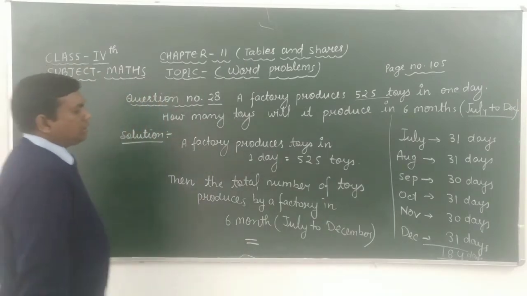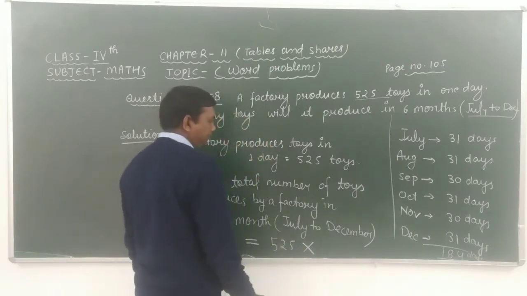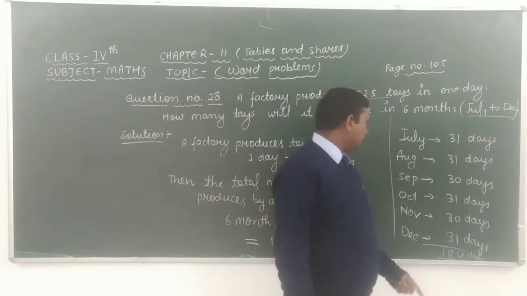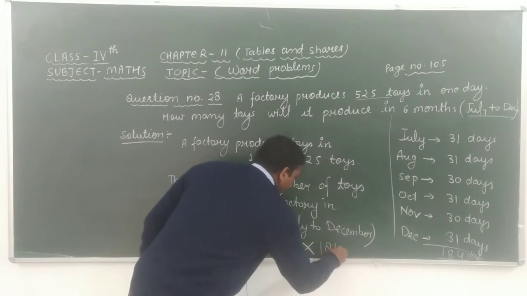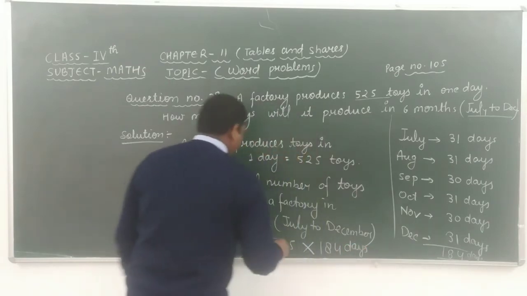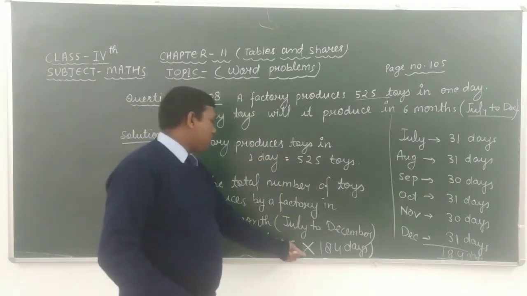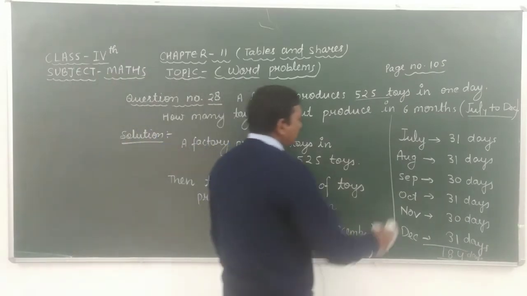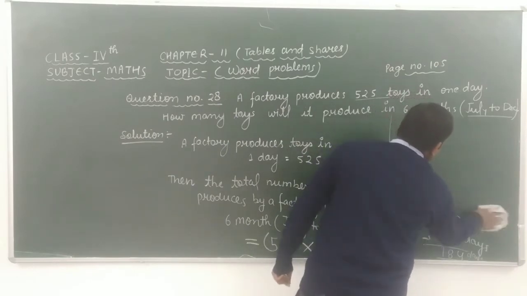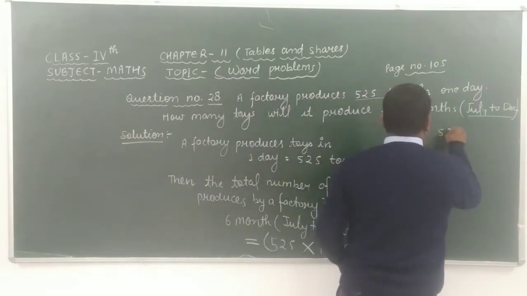If we have to take the multiplication of 525 by the total number of days, 184 days. Okay, if we have to take the multiplication of 525 by 184, then we get the answer of this question. Look at here carefully. Here we have to take the multiplication of 525 by 184.